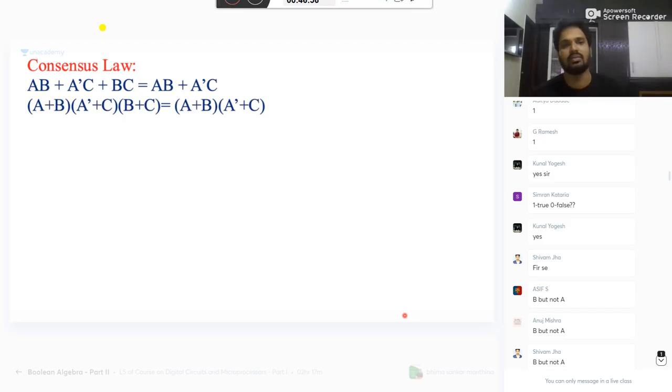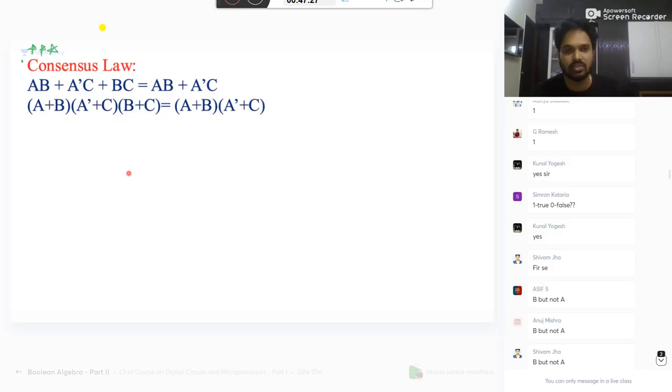Okay, listen. This is very important from the exam point of view or analysis point of view, for reducing the number of gates also. Consensus law. It's not nonsense, consensus. Okay, it's a consensus law. What is consensus law? If you have AB plus A bar C plus BC, it is always equal to AB plus A bar C. You can remove the last term. You can remove one term from this expression.